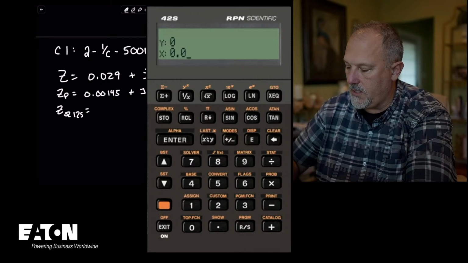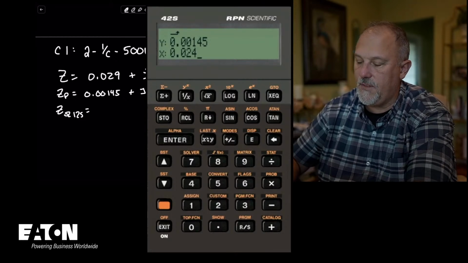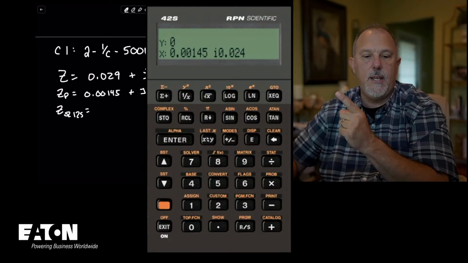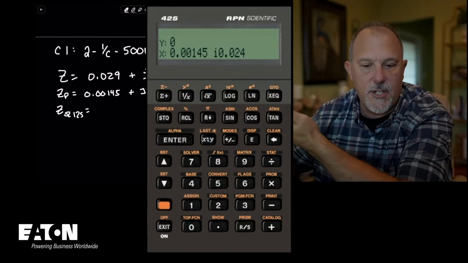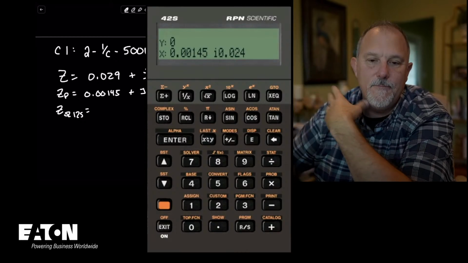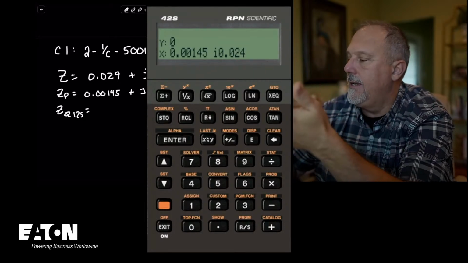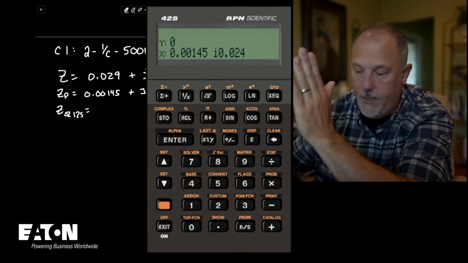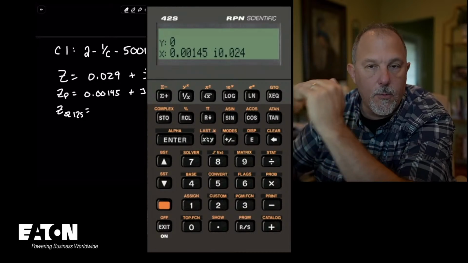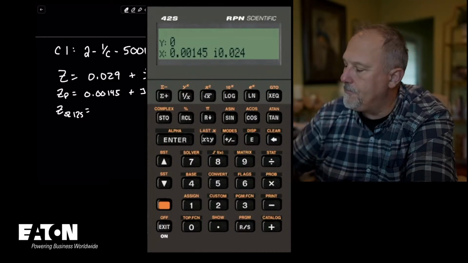I'm going to do 0.00145, enter, 0.024, and then I'm going to do this complex. I hit the shift and I go to complex. Now that shows me 0.00145. Now they used the imaginary number. I typically use J, but this calculator uses I, which is perfectly fine. But I represents the imaginary number, so that is your X coordinate. The first number is your R, your resistance. So it's resistance and reactance. They designate the reactance as I.